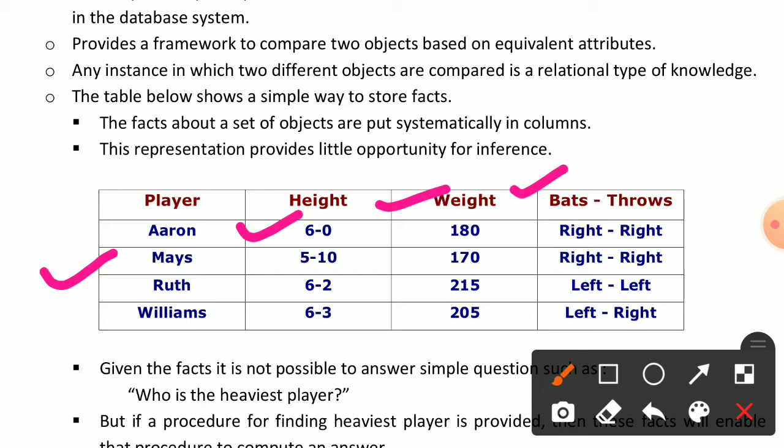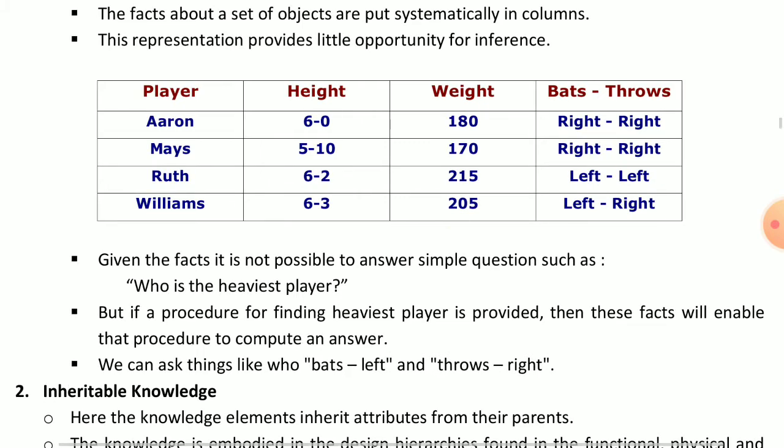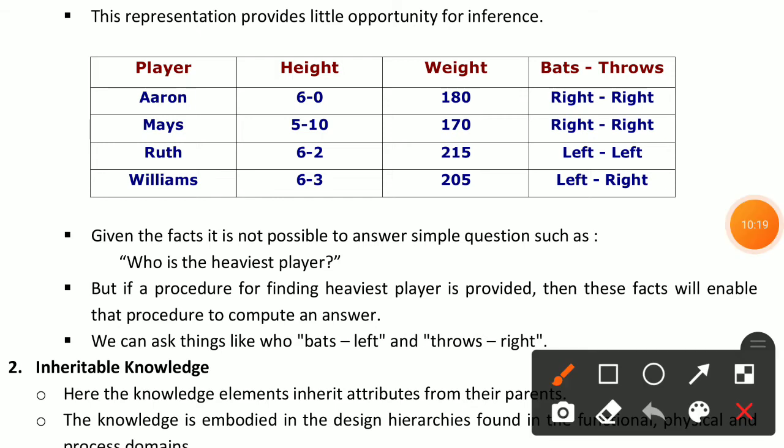Then we can find out which player is best. Okay, here four different players are given: Aaron, Mays, Ruth and Williams. Given the facts, it is not possible to answer a simple question. From this table, we can give the answer. Which question? Who is the heaviest player? Here all players' names are given and their height and weight are also given.